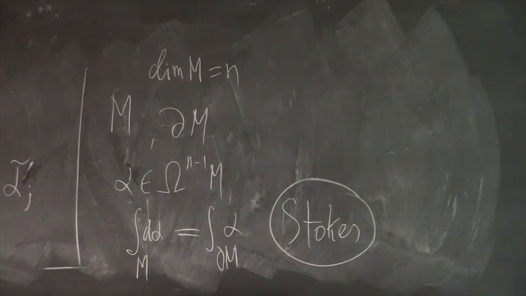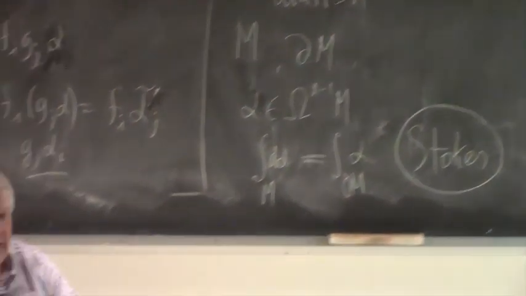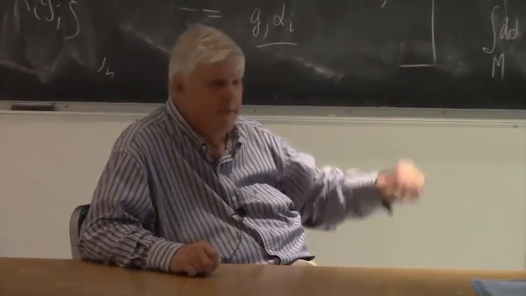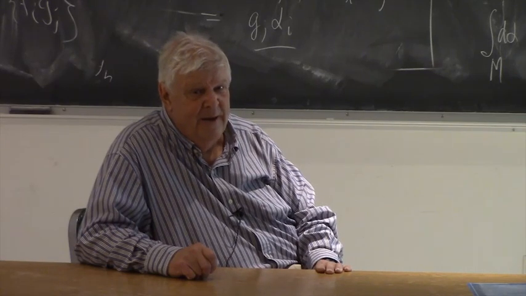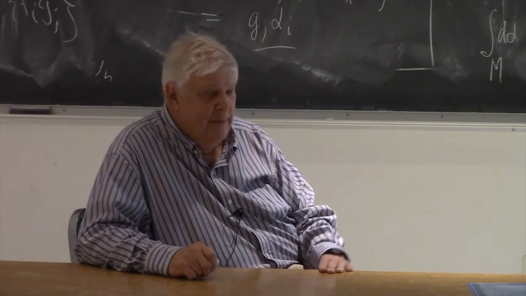This is the Stokes formula, on the condition that alpha is defined on the whole M. Then the integral of this form over the boundary is the same as the integral of its differential over the whole manifold, and this is called the Stokes formula. Very short formula, and I will prove it next time. But now I want to discuss it a little bit.